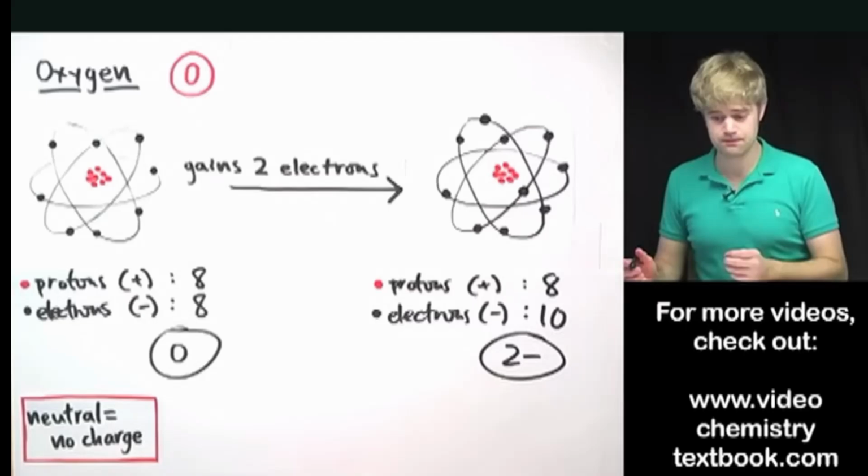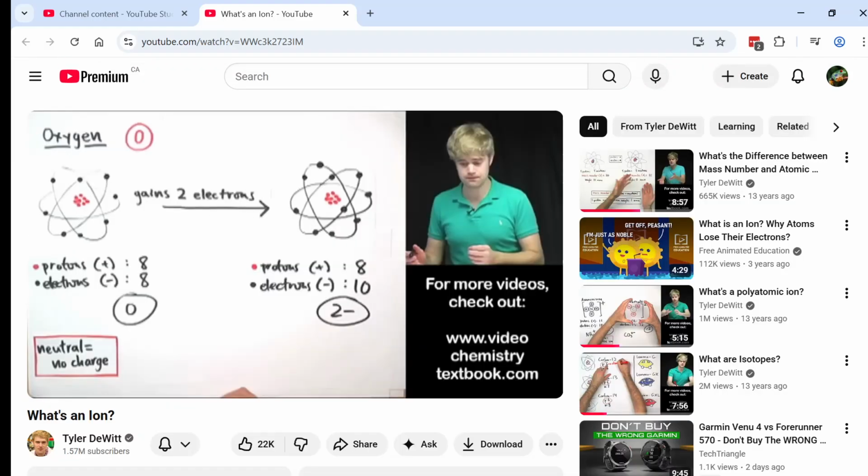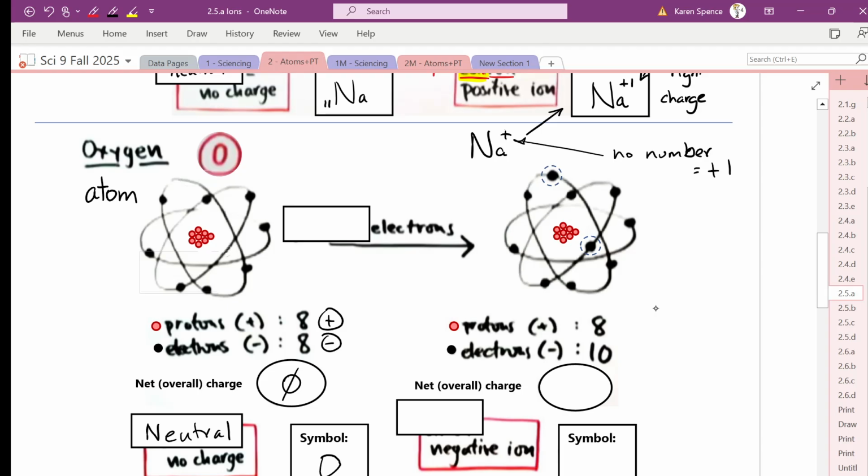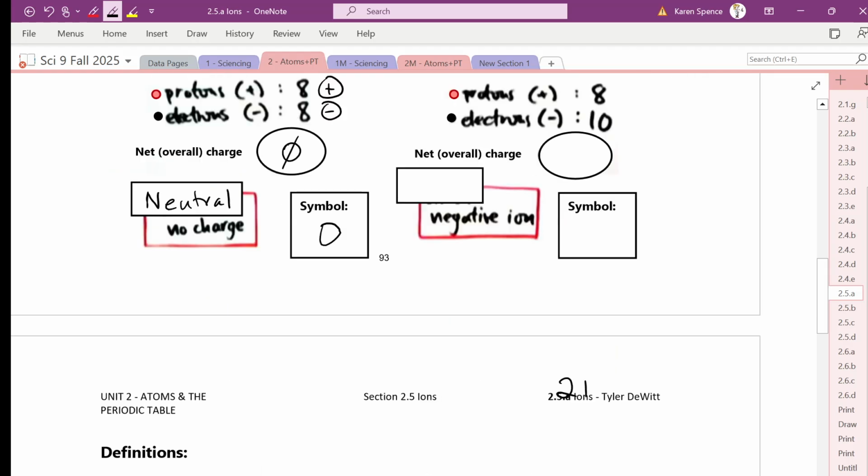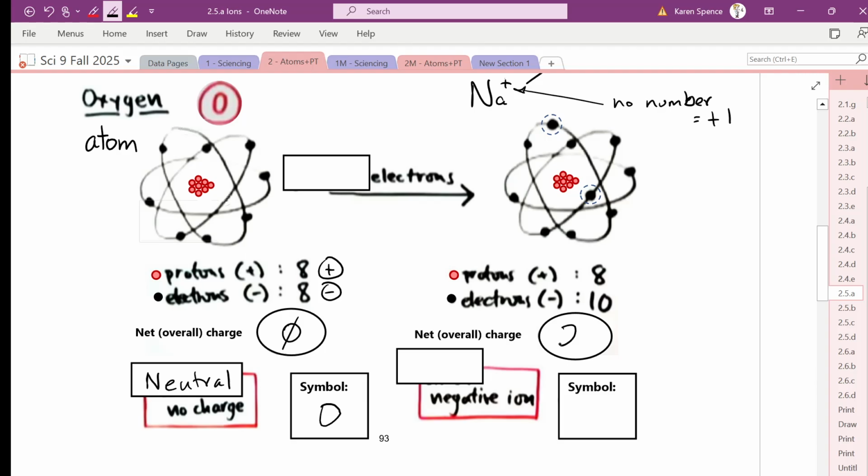Okay, so let's fill that in. So our net or overall charge, 2 plus, whoa, it's jumping around on me. 2 plus, or 2 minus, thank you. 2 minus or minus 2. Either way is okay, but this is the official way.